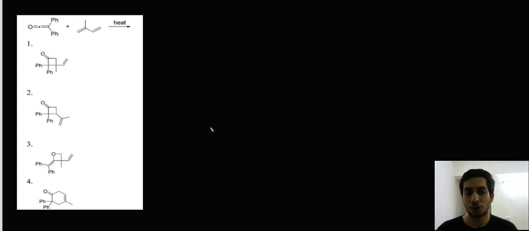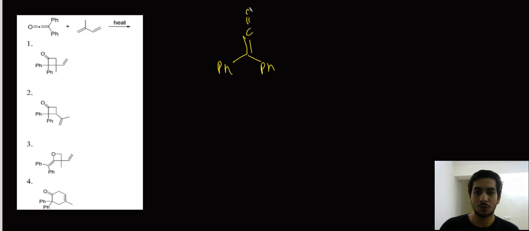Like I said, organic spectroscopy questions I've already discussed. It's a simple question that has been asked a lot of times in your GATE examination as well, and even in the next examination. So this is a ketene that is given to us, C double bond O. Okay, and then we have been given this molecule along with that, and heat is given, right?